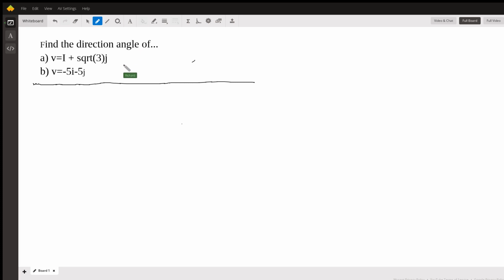Okay, so we just have two vectors to consider. This first one didn't come out too well. This is i plus the square root, I'll just call it square root of 3 times j.